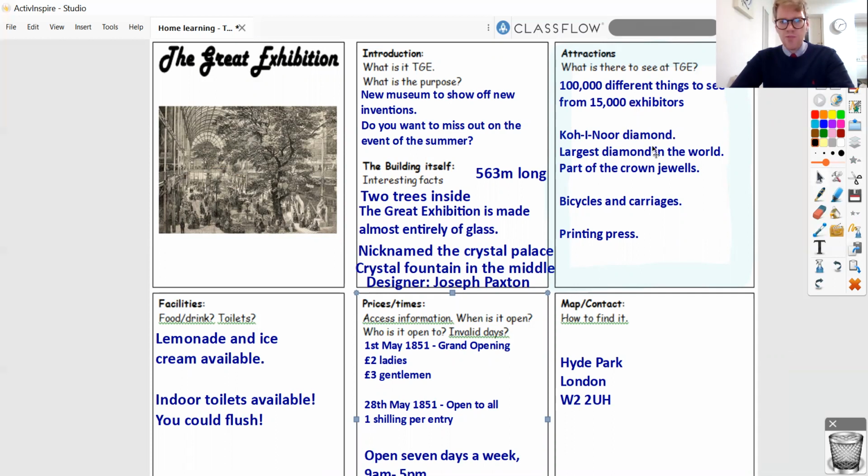So just reading back over my plan, I think I've used this fact already, 100,000 different things. I think I used that in the introduction, but that's okay, that's fine. I think I'll use that fact about 15,000 different exhibitors. And by exhibitors, we mean people that have brought things to show. The Koh-i-Noor diamond. I think that would be a brilliant thing to mention. People will be really excited about that. Bicycles and carriages, that would be good. Yeah, the printing press. So again, I'm just looking back over my plan and making sure I know what I'm going to be writing about.